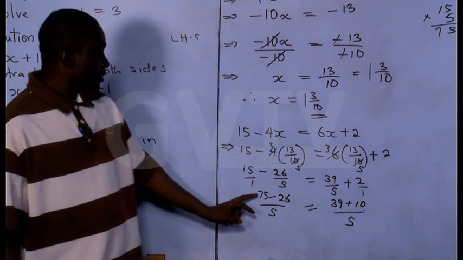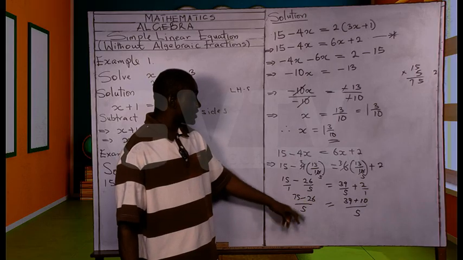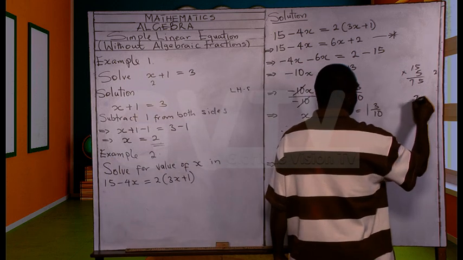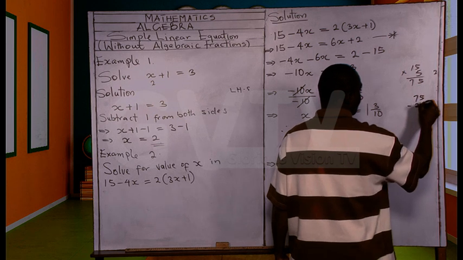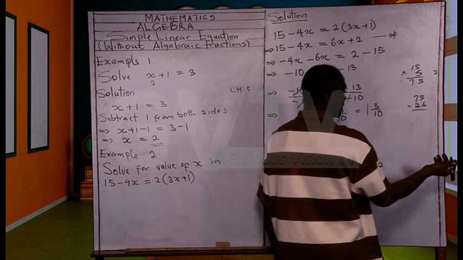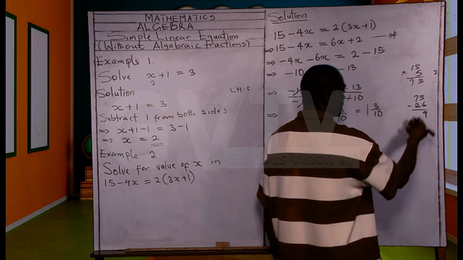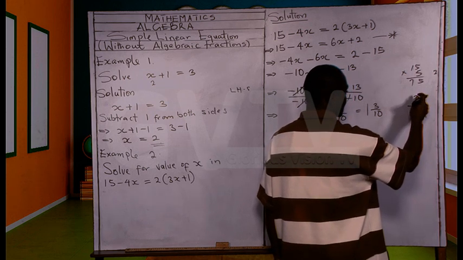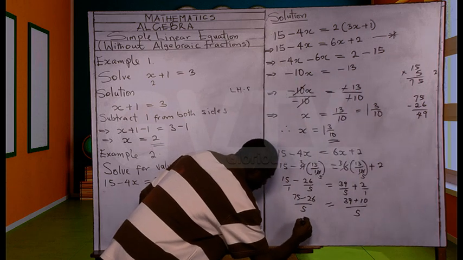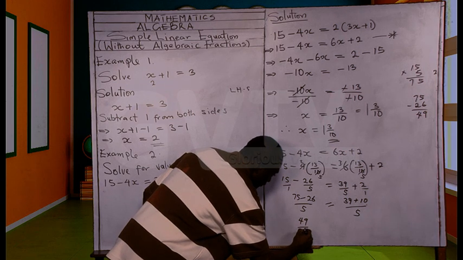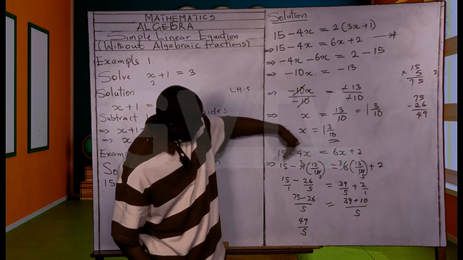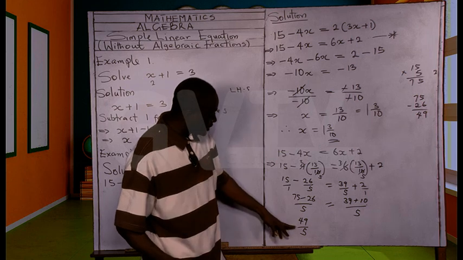Okay, now 75 minus 26, what will it give you? Okay, let's check it out. 75 minus 26. Okay, this will give you 15 minus 6. 15 minus 6, that is 9. Okay, you are left with what? 6 here, and that will give you 49. So you have 49 over 5. So it means that this left hand side of this equation gives you 49 over 5.